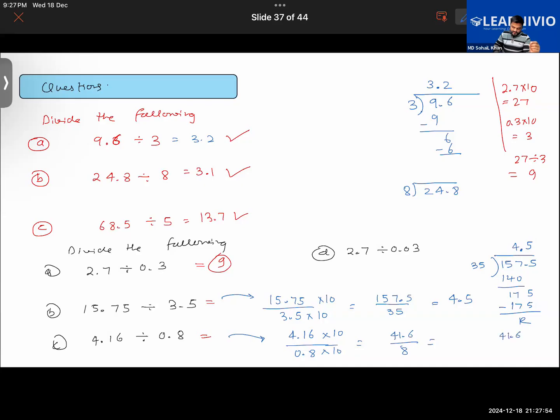So 41.6: 8 fives are 40, and 8 twos are 16. And you write the zero. So that is going to be 5.2. You can see where you did the calculation mistake. Got it now? Okay, solve the last question also. There's just one question left.